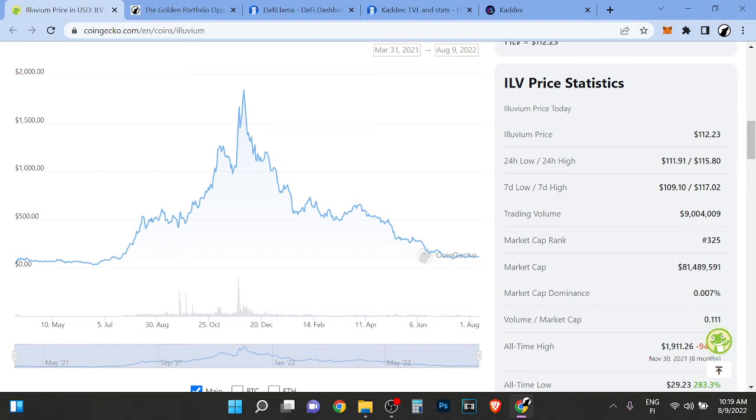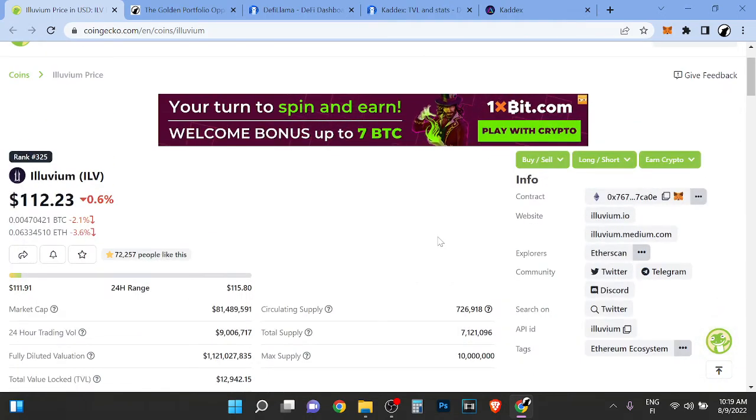So with that being said, I'm not buying Illuvium right now, because I think we have a lot of time to buy these gaming tokens later on before the next bull run, and I'm just looking at what's happening.